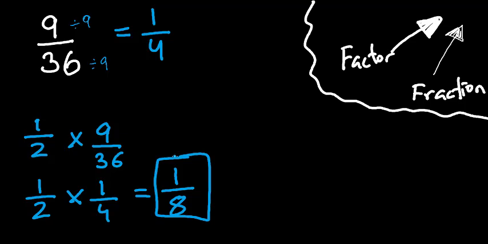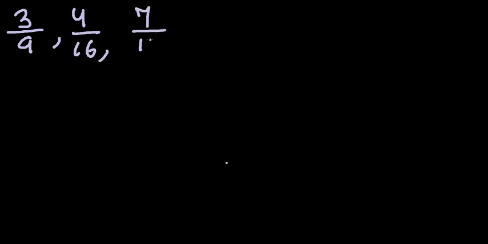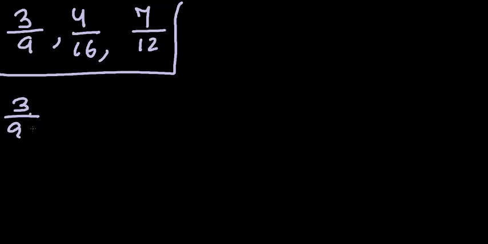Let's try a few more questions. Say we are trying to solve the problem: simplify the numbers 3/9, 4/16, and 7/12. We're going to work on these three. First let's start with 3/9. Let's find a factor of 3 and 9, a number that both 3 and 9 go into.